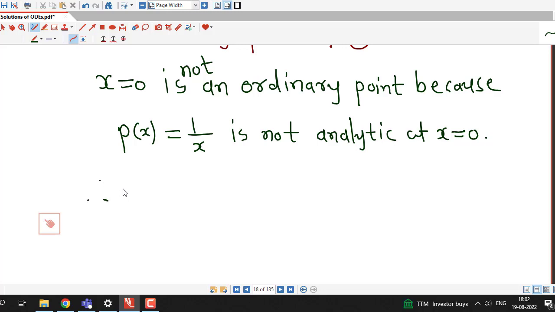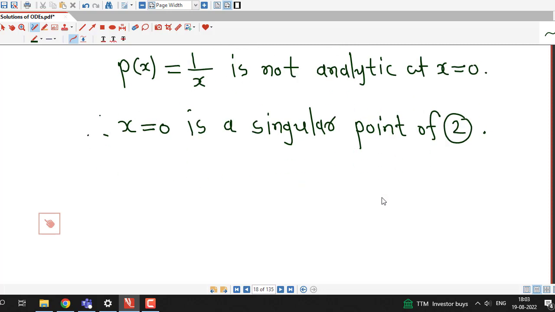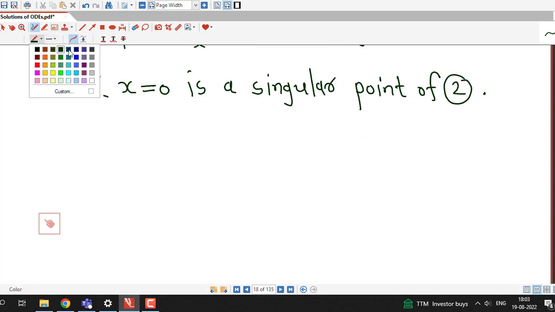Therefore we can write that because x equal to 0 is not an ordinary point, x equal to 0 is a singular point of given equation 2. Now once we have a singular point, we can check whether it is a regular singular point or an irregular singular point.